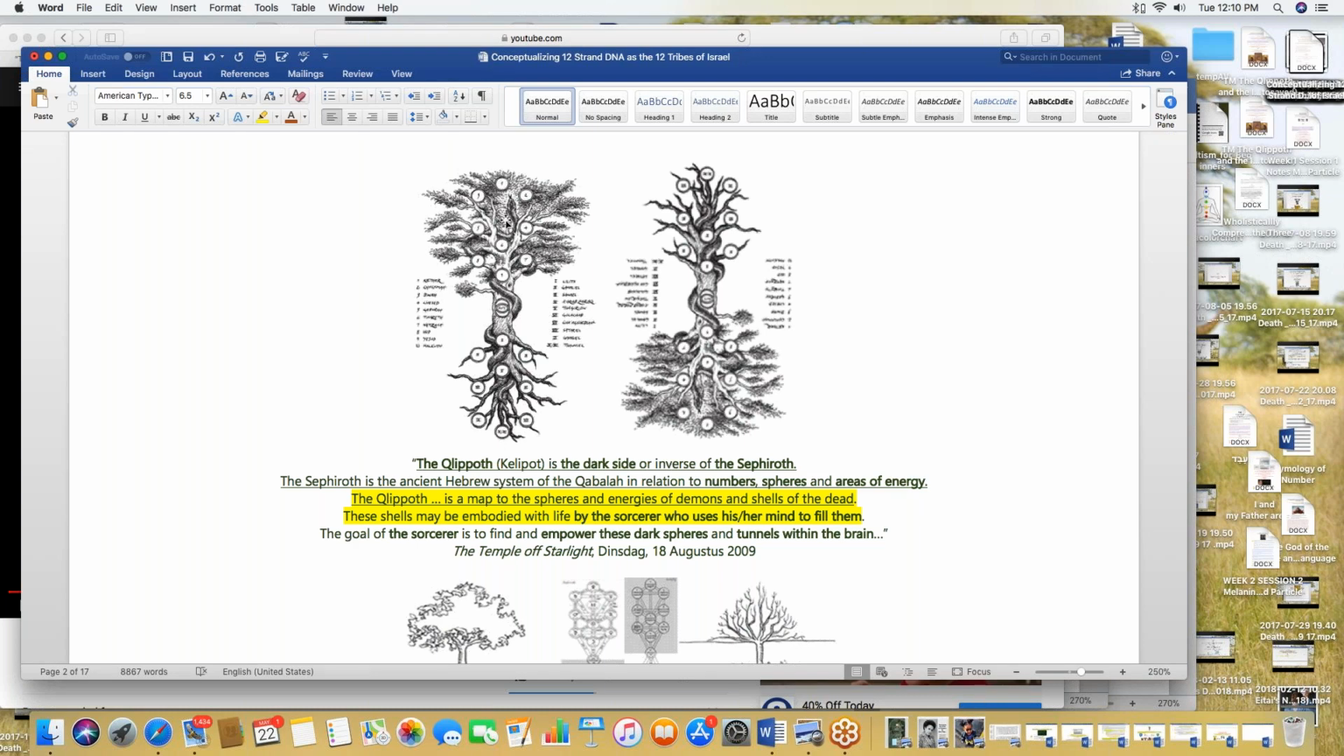Follow along with me now. The klipot is the dark side or inverse of the Sephiroth. The ones up top are the Sephiroth, the ones that all this time while we were asleep, we were allowed to eat from. The Sephiroth is the ancient Hebrew system of Kabbalah in relation to numbers, spheres, and areas of energy. However, the klipot is a map to the spheres and energies of what? Demons and shells of the dead.